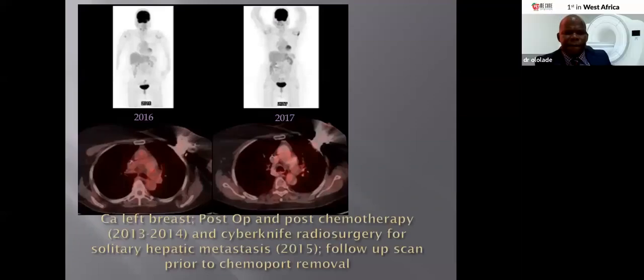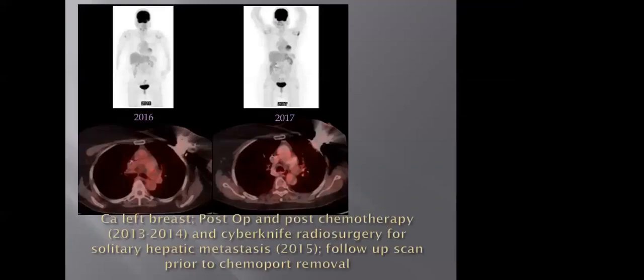Now, this is a very infrequent but very important indication where, after early treatment completion, I usually tell my referring doctors to have an annual follow-up with whole body PET scan, at least for the first 5 years, so that we can pick up early disease before the patient becomes symptomatic and can be offered a radical cure. This was a CA breast post-op, post-chemotherapy, and after CyberKnife radiosurgery for liver metastasis.